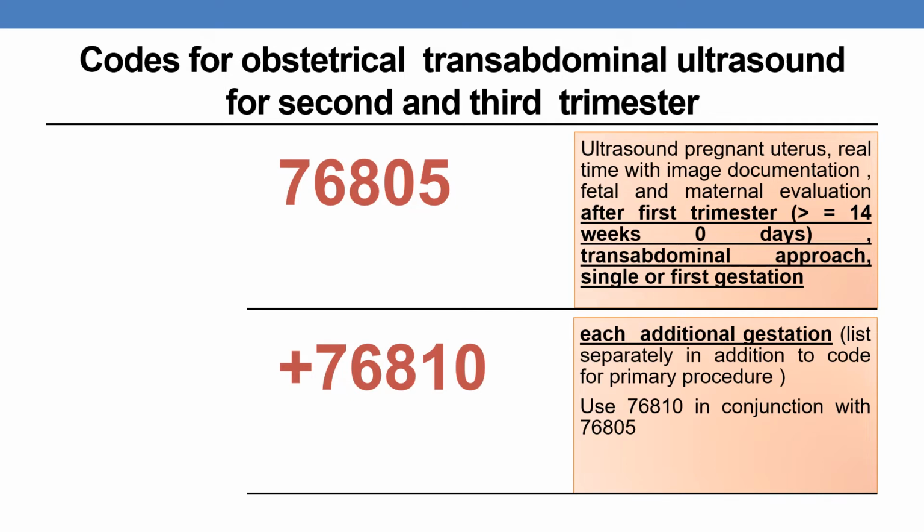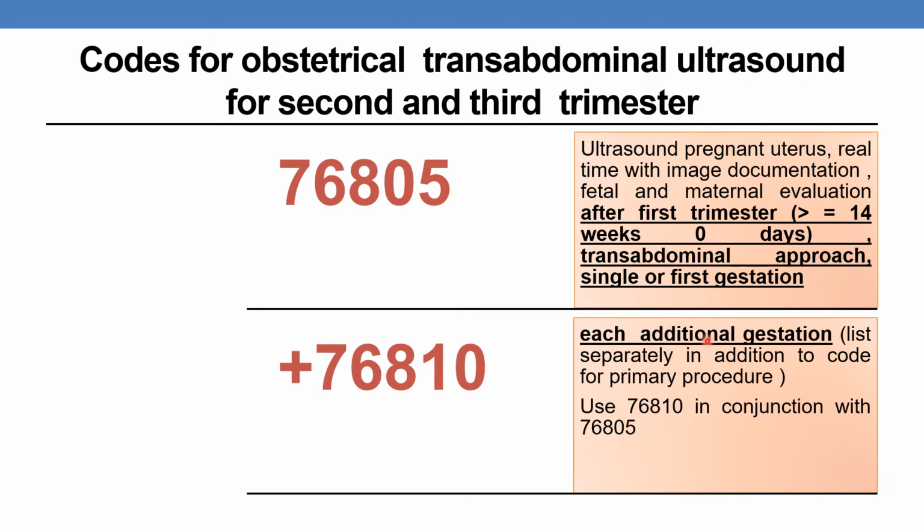Now coming to the next codes. Codes for obstetrical transabdominal ultrasound for second and third trimester. They are 76805 and plus 76810. The description of 76805 is ultrasound, pregnant uterus, real time with image documentation, fetal and maternal evaluation after first trimester, that is greater than or equal to 14 weeks 0 days. Transabdominal approach, single or first gestation.